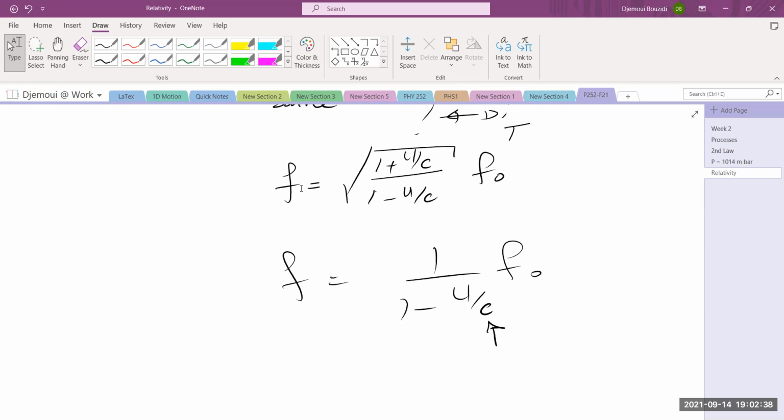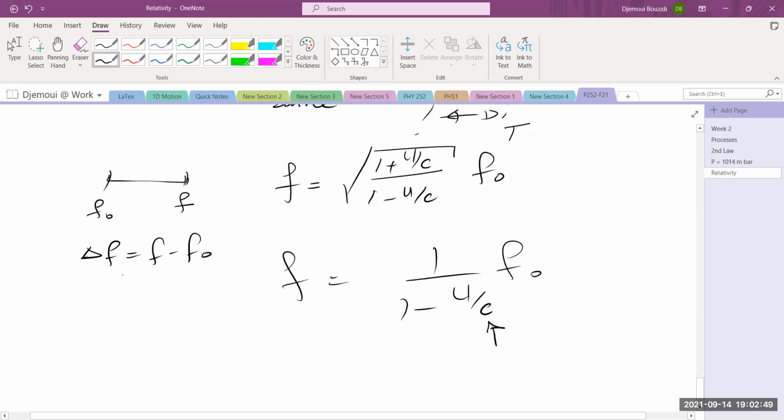If there is a special line that you're interested in, and you find it shifted by an amount, you find delta f, which is f minus f naught. If you divide that by f naught, you're going to find the relative shift between these two. It's in this expression: the square root of 1 plus u over c over 1 minus u over c, minus 1, okay? Depending on how fast the galaxy is moving, you're going to find the shift.